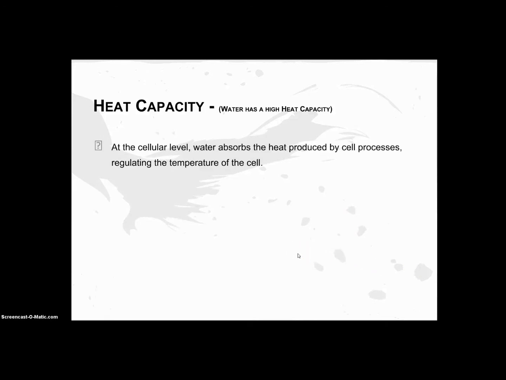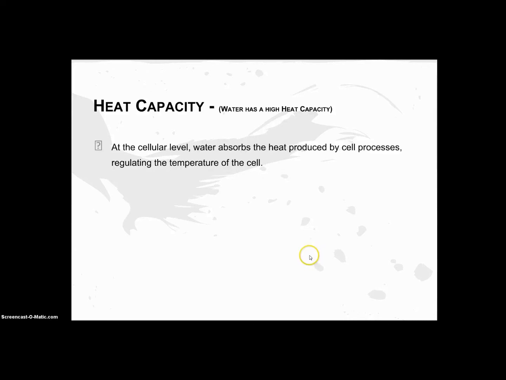This is also noticed at a cellular level. Water absorbs heat produced by all of our cellular processes. It regulates the temperatures of the cell, and also, since the blood is mainly made up of water, the blood heats up and can transport heat away from certain body parts. And we can actually cool the body by cooling our blood, which then travels throughout the body.